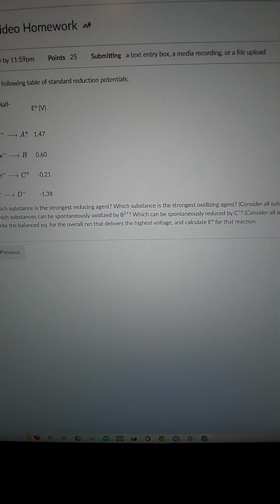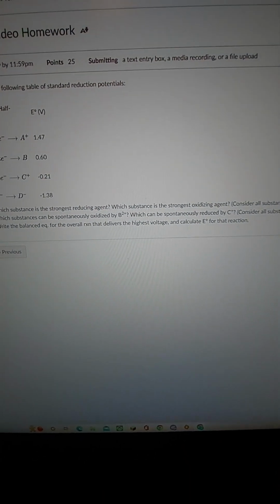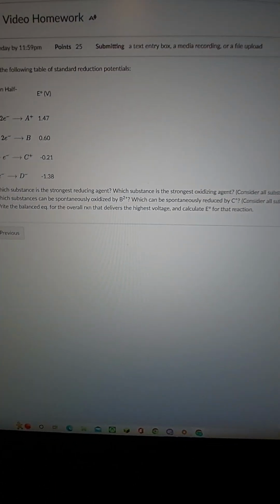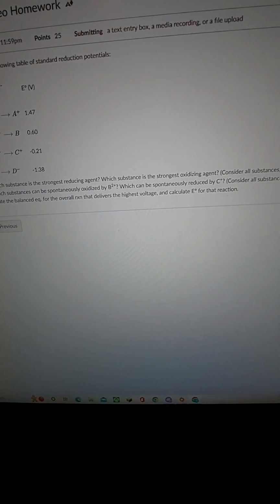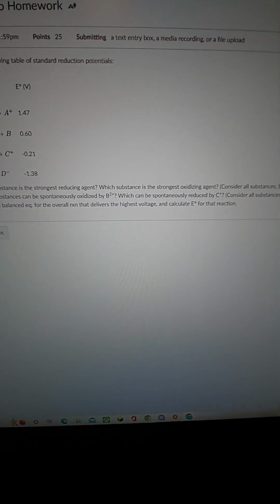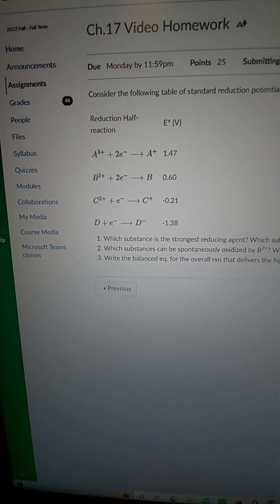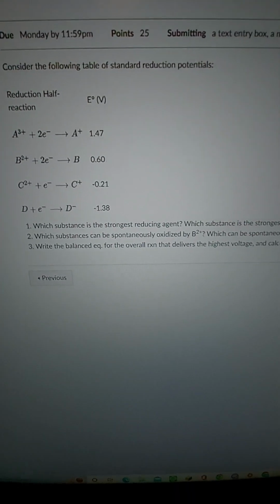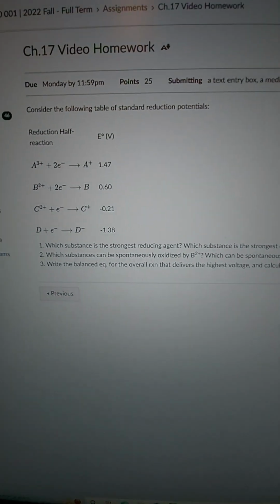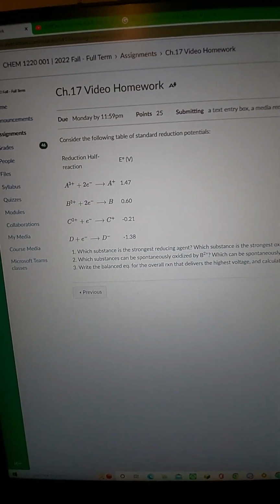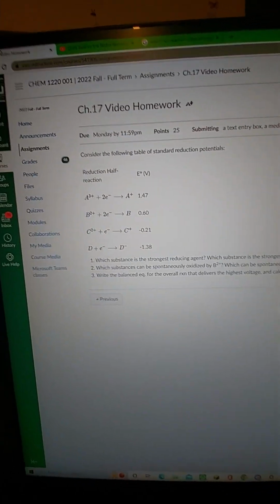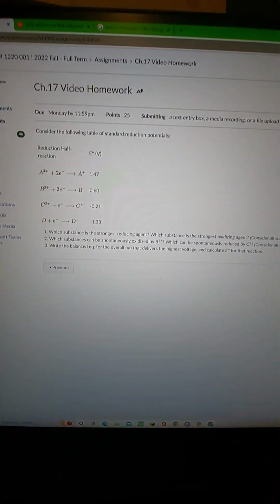But anyways, the second half of part 1 is which substance is the strongest oxidizing agent, and so that's just going to be whichever thing has the highest cell potential, and that's the one I was just talking about, the A3 plus plus 2e. It's a 1.47, and that's the highest cell potential we have. So it's going to be your oxidizing agent, or the thing that's being reduced. So it's a little complicated there when you think about it.